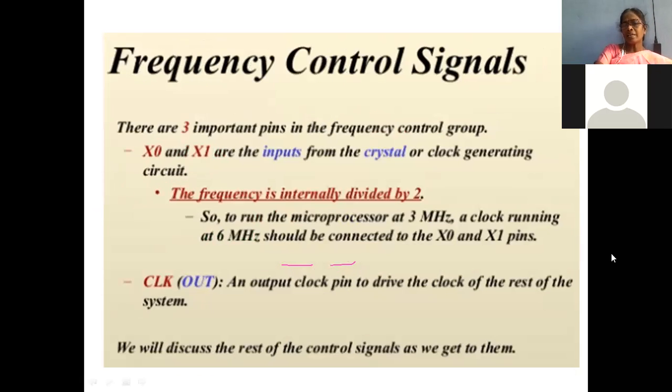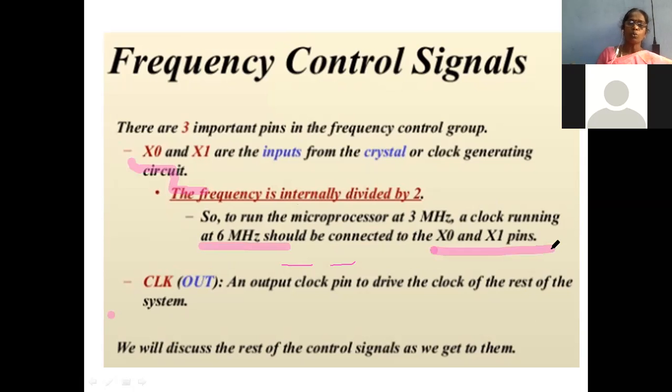And frequency, I already said that, so 3 megahertz clock frequency is to be given, and then 6 megahertz clock frequency is to be given to X0 and X1. So here X0 X1 is the crystal frequency. We have to give an external clock frequency of 6 megahertz, which will be internally divided into 3 megahertz.